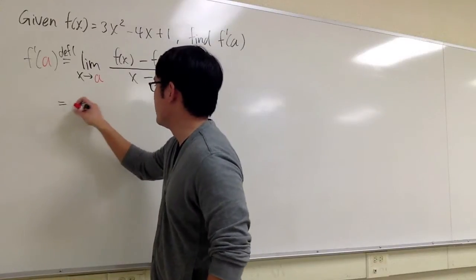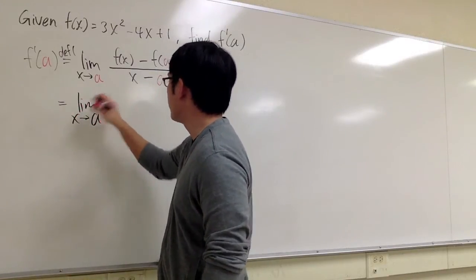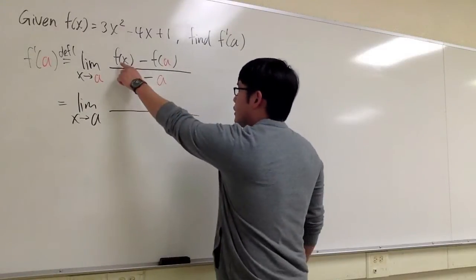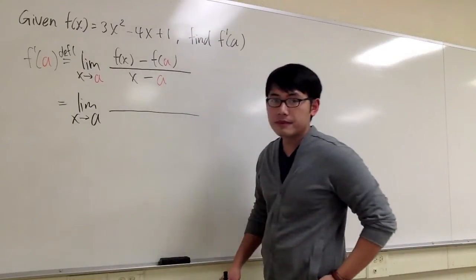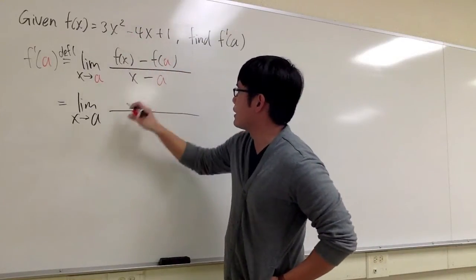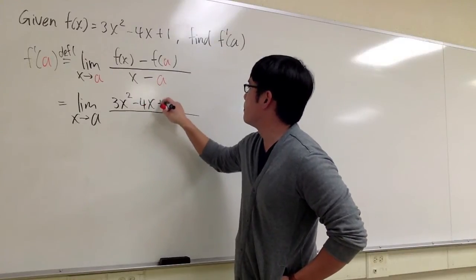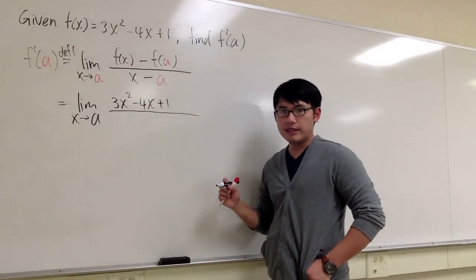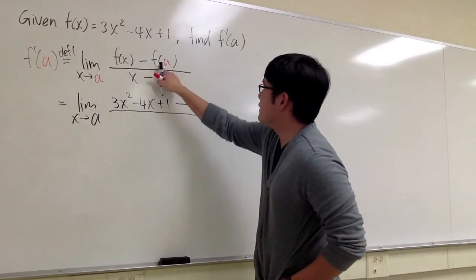We have to make sure we set up the limit equations correctly. Let me write it down again. x approaching a for the limit. Here we are looking at f of x, which is this. So I just need to plug that in: 3x squared minus 4x plus 1. That's f of x. And then I'm going to subtract f of a.